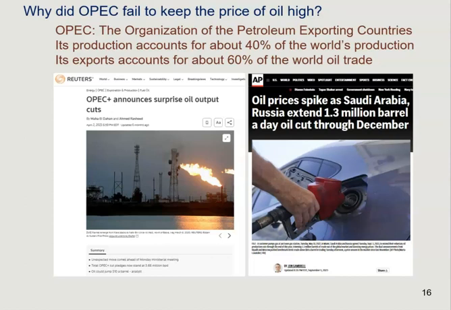In other words, even today, even though it was not that successful, OPEC is still trying to change their oil production in order to boost the price and their income.